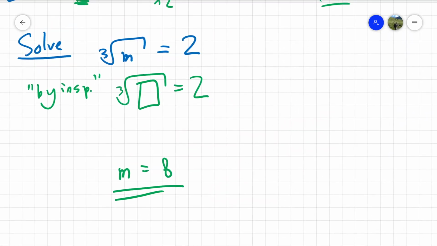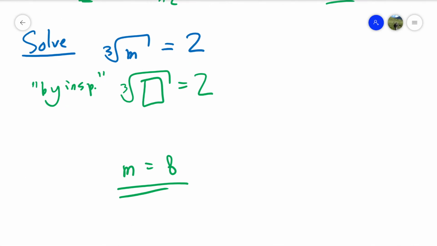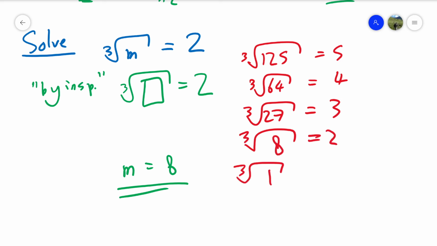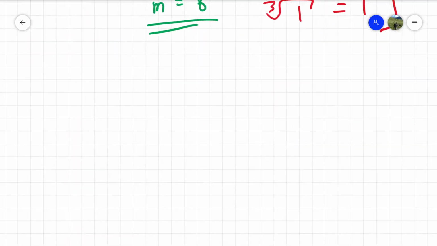I'm just going to hang around here for a second because I realised maybe that was just a bit glib. Just remember, I try and remember these. What's the cube root of 125? 5. What's the cube root of 64? 4. What's the cube root of 27? 3. What's the cube root of 8? 2. What's the cube root of 1? 1. So there are a few key numbers I just try and keep in my mind because they're useful, because they crop up so often.